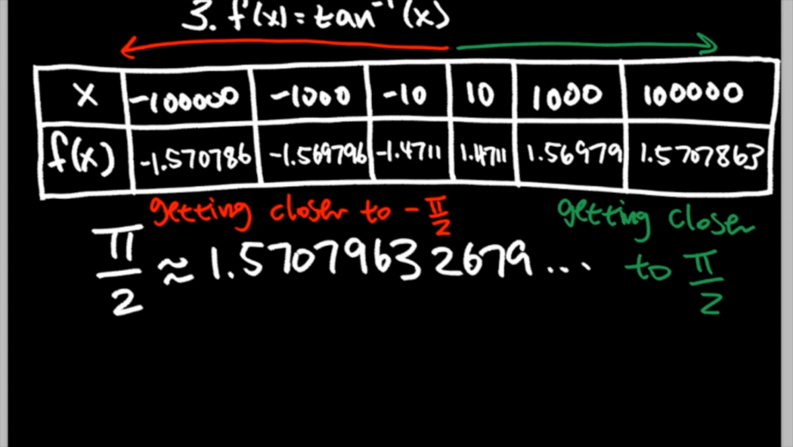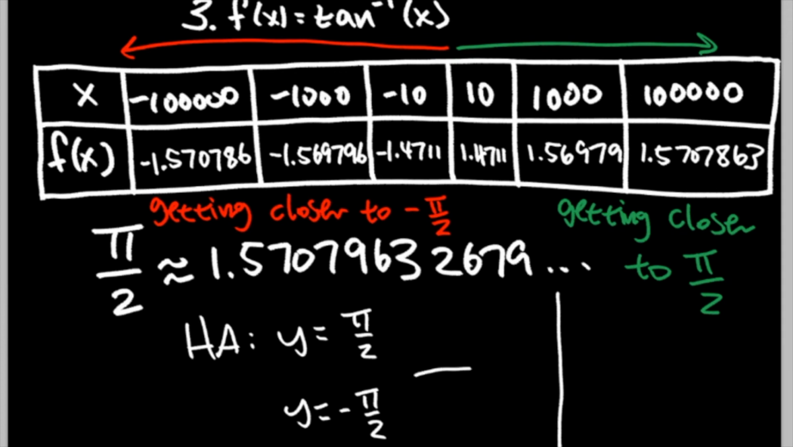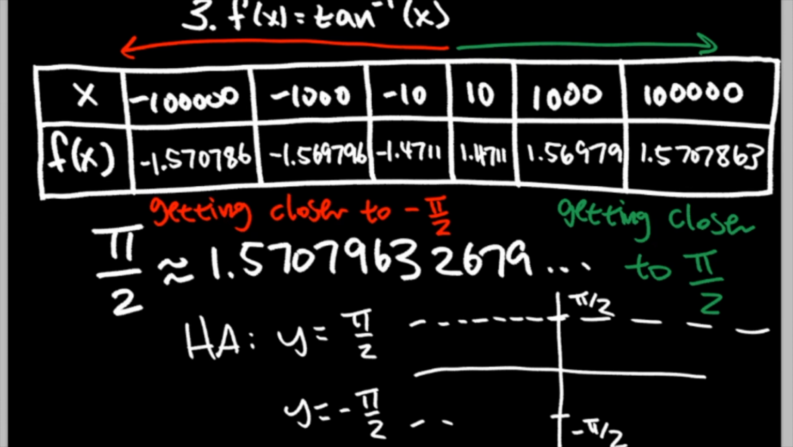So we can say that for the horizontal asymptote, well, there are two of them. We have y equals pi over 2 and y equals negative pi over 2. If you know the parent graph of this, it also helps. So I'm just going to draw it quickly over here. So got those asymptotes, and it looks approximately like this on the right and this on the left.